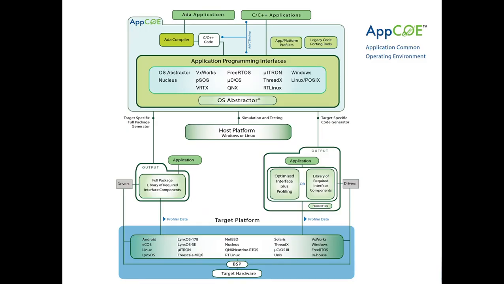This slide shows a quick overview of the flow of how this works. So you have your either Ada applications or your C++ applications, and the different APIs that they currently use. Could be FreeRTOS, could be ThreadX, Nucleus. All of these we support. Our OS Abstractor allows you to then change those to a myriad of other target platforms that we support down at the bottom. It could be Linux, it could be NetBSD, Solaris, VxWorks. All of these we support.